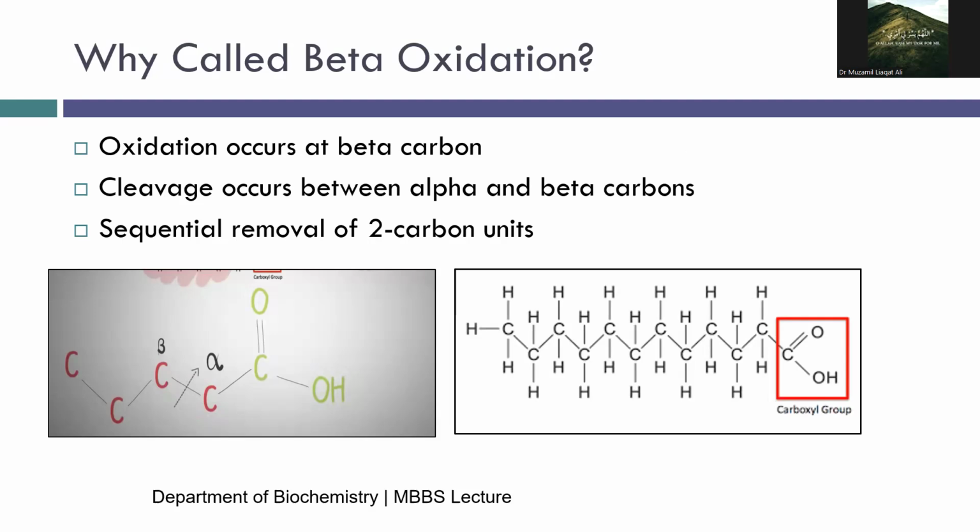The name beta oxidation is derived from the fact that the oxidation occurs at the beta carbon, the second carbon from the carboxylic end. The bond between the alpha and the beta carbon is cleaved, resulting in the sequential removal of 2 carbon units as acetyl-CoA. This process repeats until the entire fatty acid chain is degraded. This stepwise shortening is the hallmark of beta oxidation.